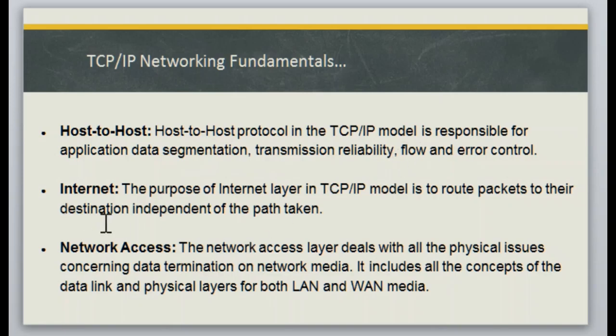The internet layer. The purpose of the internet layer in the TCP/IP model is to route packets to their destination independent of the path taken. And then we have our network access layer. The network access layer deals with all physical issues concerning data termination on network media. It includes all the concepts of data link and physical layers for both LAN and WAN media. Okay, and LAN stands for local area network, and WAN stands for wide area network.